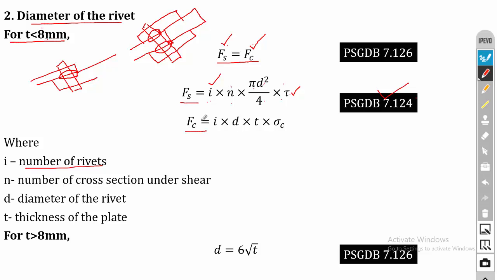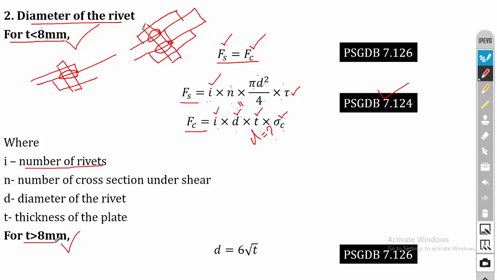Then Fc is equal to I d into T into sigma c. So I is the number of rivets, D is the diameter of the rivet that you want to calculate, and T is the thickness of the plate, sigma c is the crushing strength of the rivet material. It will be directly given. Okay, so once you substitute the values except D, then you can equate these two equations and you can calculate the value of the diameter. Okay, so this is for thickness less than 8 mm, but it is very rare because most of the plates will have a thickness of greater than 8.